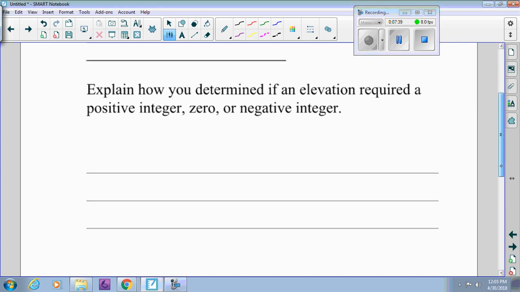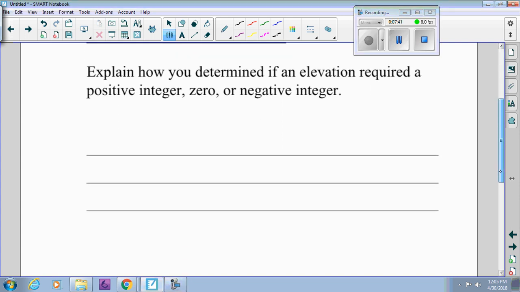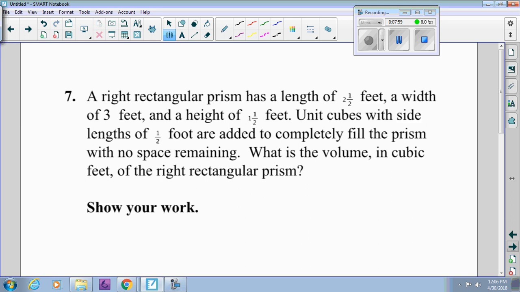Okay, so anyway, explain how you determined if an elevation required a positive integer, 0, or a negative integer. So if you saw the words above sea level, it's a positive. Below sea level were negatives, and 0 was sea level. So you would just put that in words on that line, and you would get full credit.